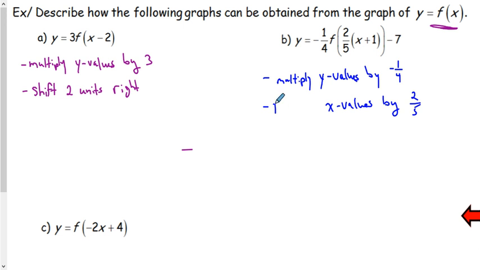So I'm going to say divide, so I hope you caught my little mistake there. So divide x values by 2/5. Now if you're dividing by a fraction, you could also turn this into multiplying and say I'm going to multiply by 5 and then divide by 2. Right, we could flip it. And so that's a way of thinking about it that might make it a little more clear.